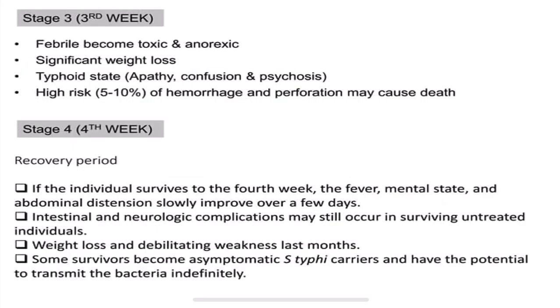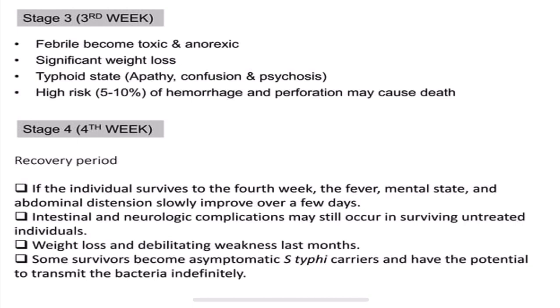Now we move further to stage 3, the third week. The febrile become toxic and anorexic. Significant weight loss is seen in the third week because there's a lot of diarrhea, malnutrition, malabsorption, and then loss of fluid and nutrients. So all of this is leading to the weight loss. Typhoid state, where the patient is going into apathy, confusion, and psychosis. High risk, 5 to 10% of hemorrhage and perforation can cause death. So the intestinal perforations can occur. All of these can lead to hemorrhages and perforation that can result in death.